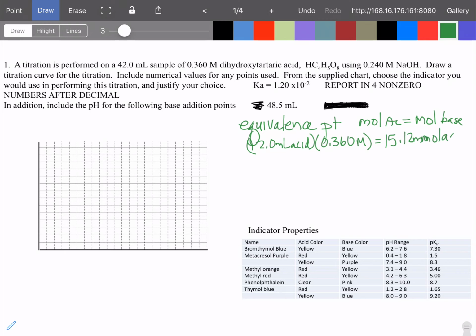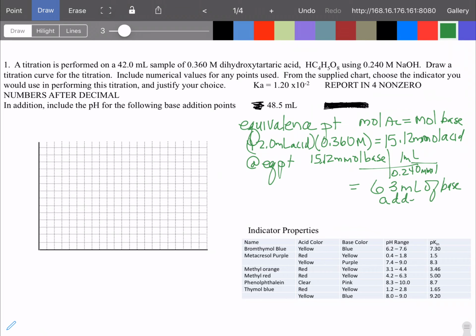Millimoles of acid. So that means at the equivalence point, we have 15.12 millimoles of base, using its concentration, 0.240 millimoles per 1 milliliter. So we know our equivalence point is going to be 63 milliliters of base added.